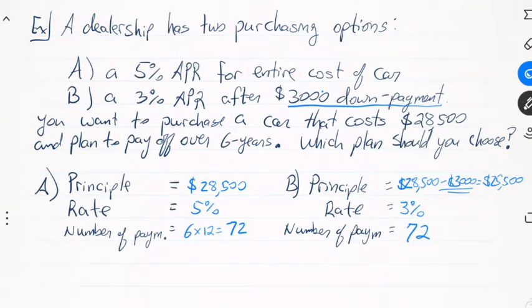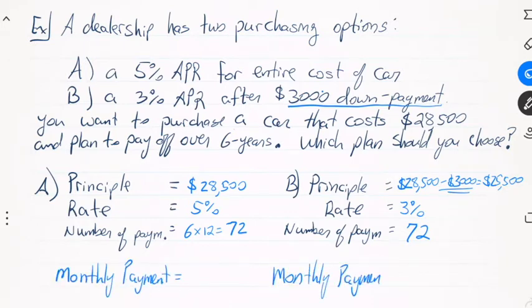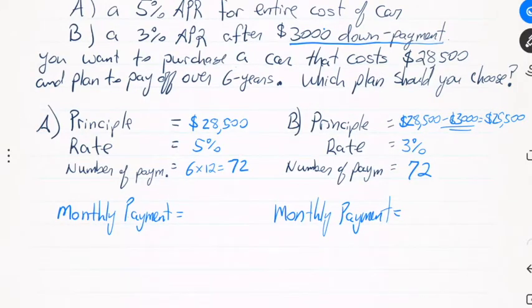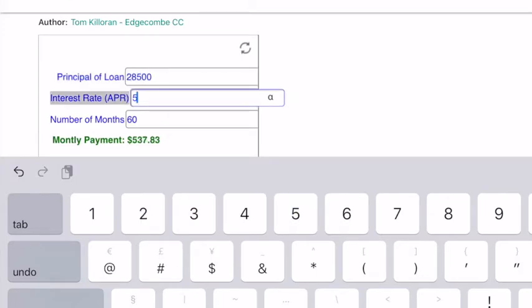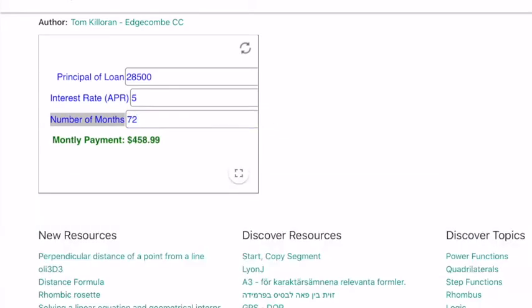So now you can go to the calculator to figure out your monthly payments. That is going to include the interest, and that's the unknown quantity here. How much are we paying in interest for both of these cases? Okay, so let's go to our calculator. 28,500, 5%, 72. And we get a monthly payment of $458.99 for option A.